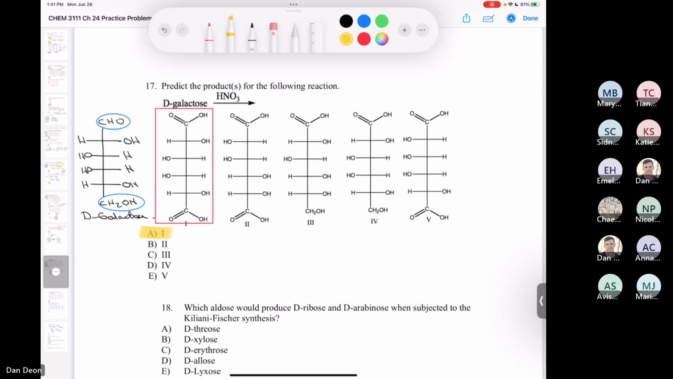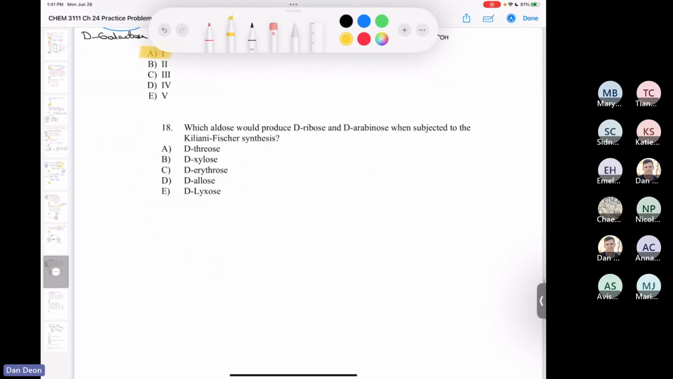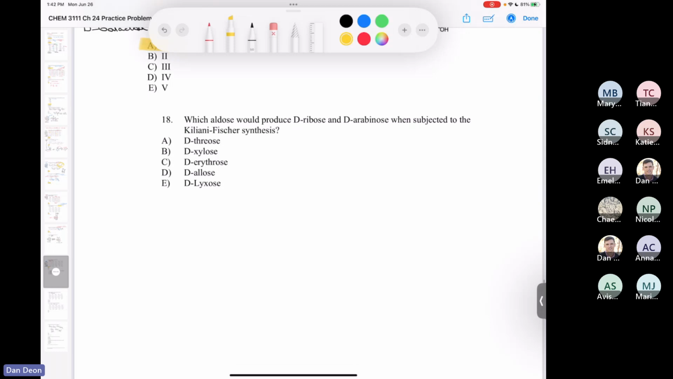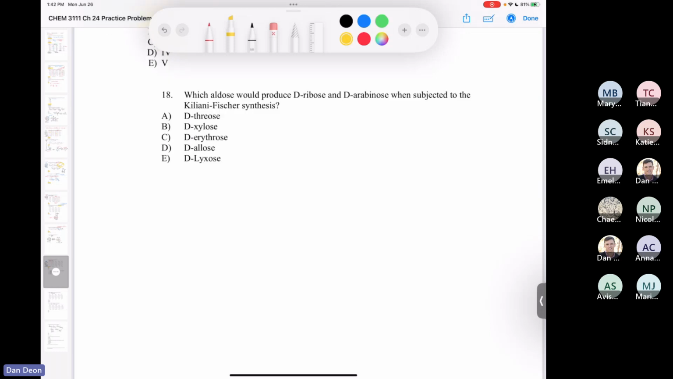All right, good enough. Okay, next one deals with the Kiliani-Fisher synthesis. So this is a synthesis covered towards the end of the chapter, and it's just a way to elongate an aldose. So it says here, which aldose would produce D-ribose and D-arabinose when subjected to the Kiliani-Fisher synthesis. So let's go and let's look up the structure of D-ribose and D-arabinose. So I've got them here on my handout. So I'm just gonna skip part of it here, and I'm gonna write out the structure of D-ribose and D-arabinose.